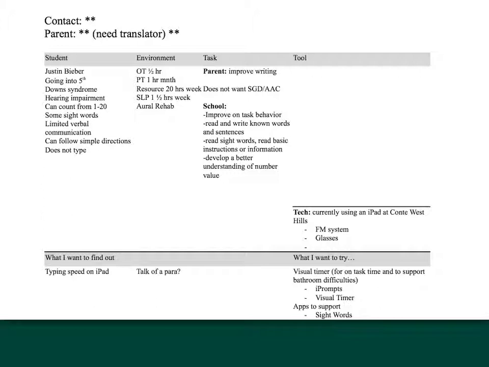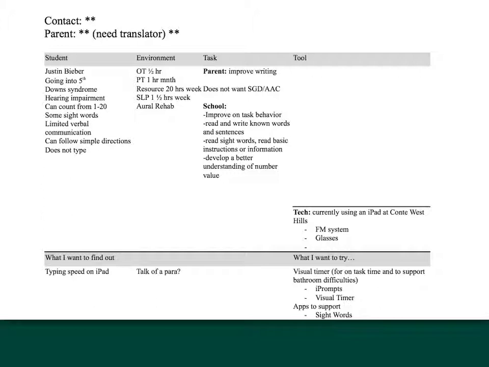My last area is the tool. I talk about what the child is currently using in school, and this is where I list the current information, and then my bottom line is what I want to find out. If I have some specific questions for the teachers, or something I want to start my evaluation off on, that's what I list down here. Here I didn't have too many specific questions, so I just wanted to look at the typing speed on an iPad, and talk about a para, because I knew in the paperwork there was some discussion of having a para, but the child didn't have one at that time, and then what I want to try.